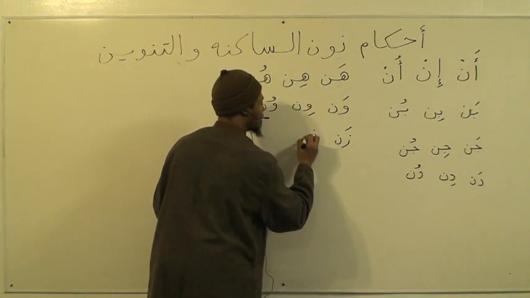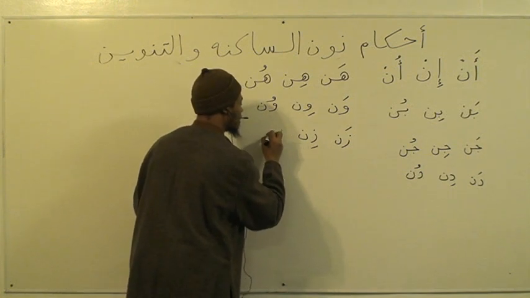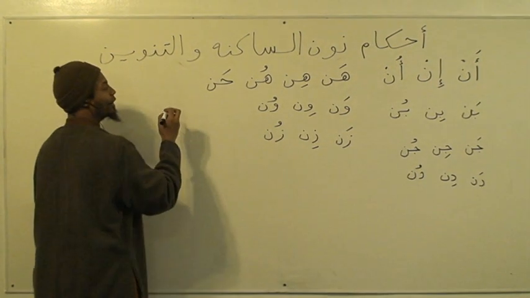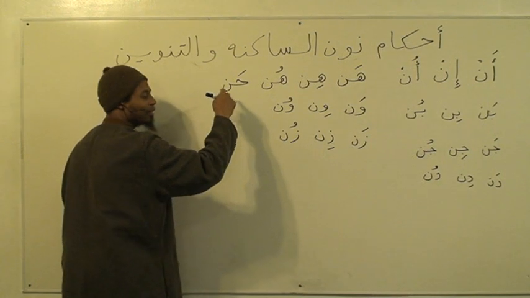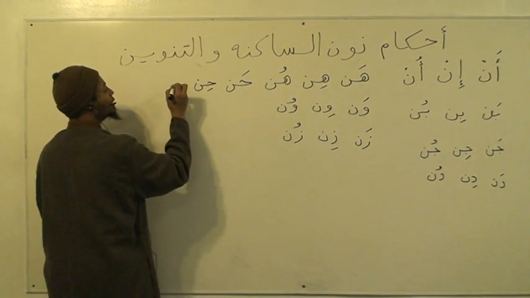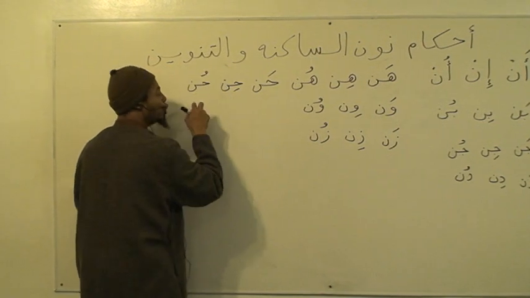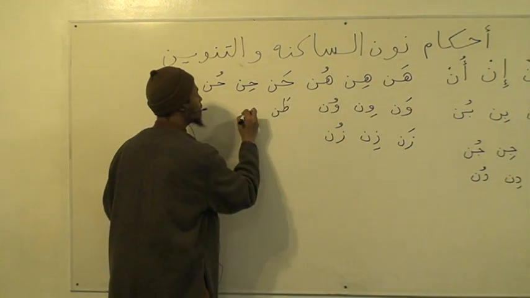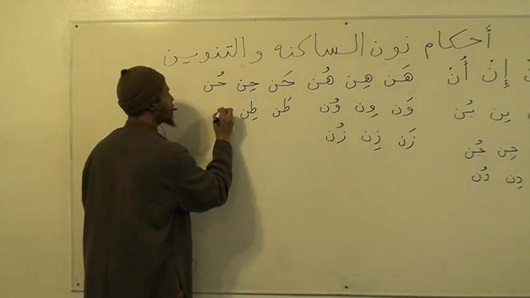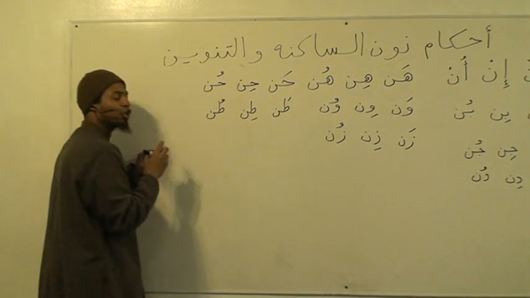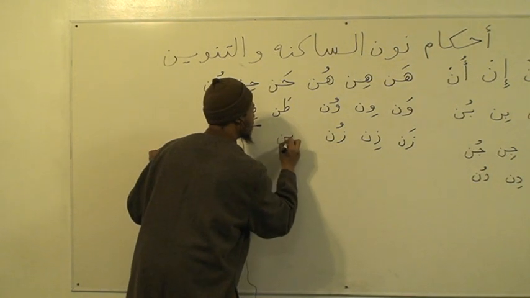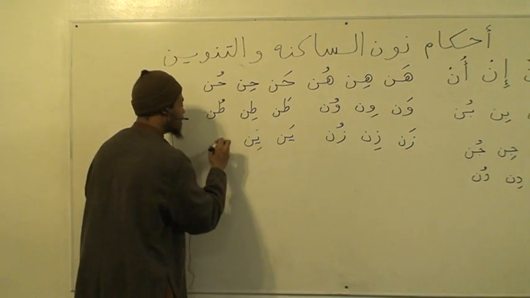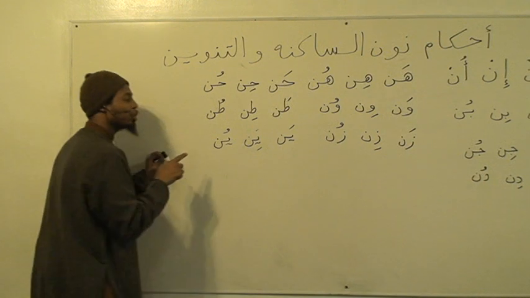Zen, zin, zun. Hen, hin, hun. Different from the earlier one, we said hen. Tan, tin, tun. Yen, SubhanAllah, yin, yun.